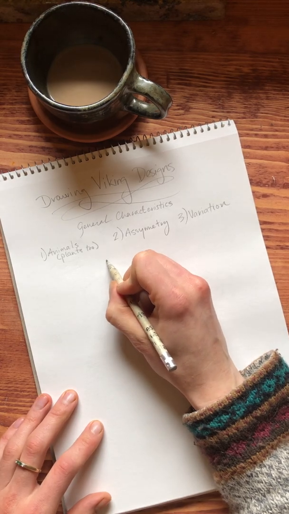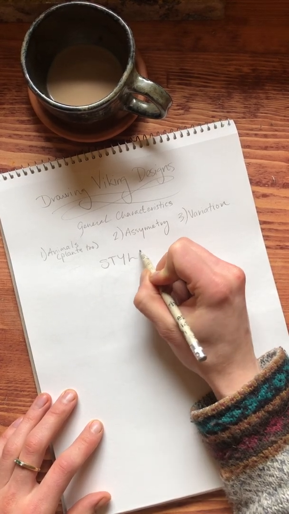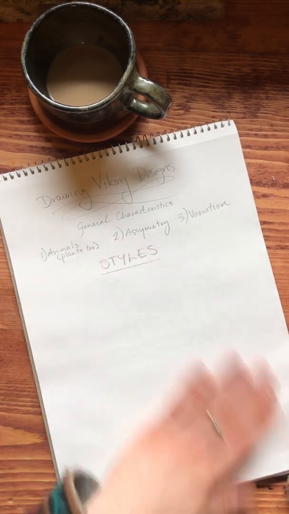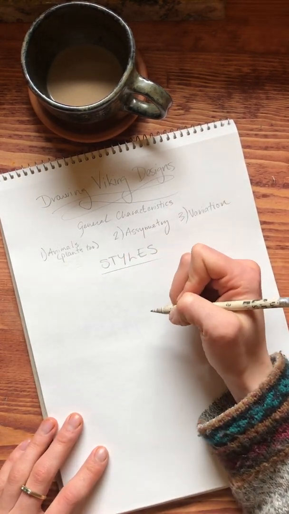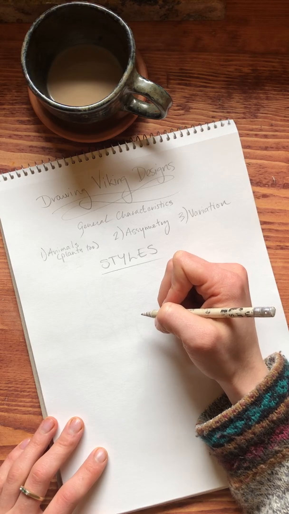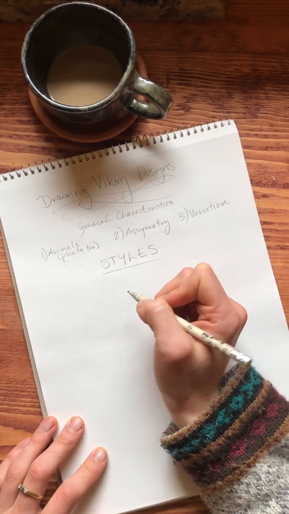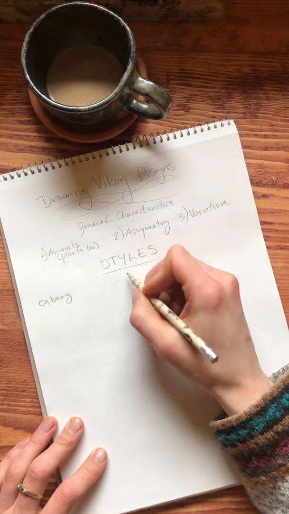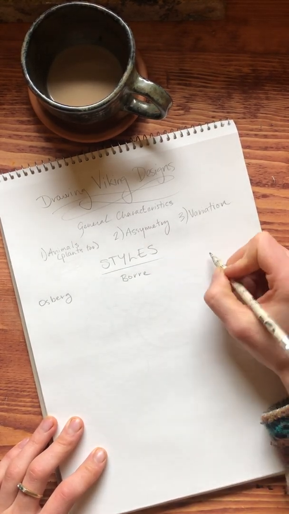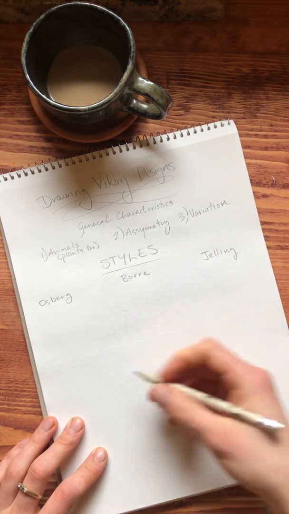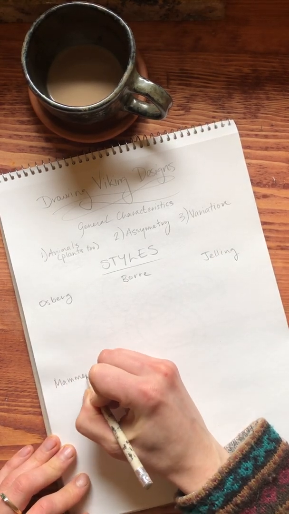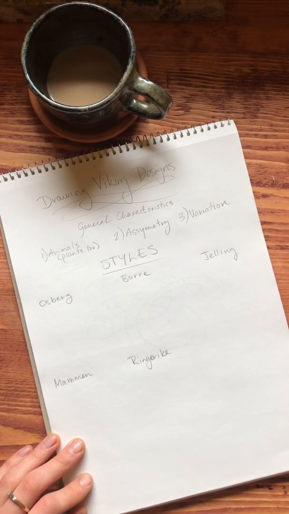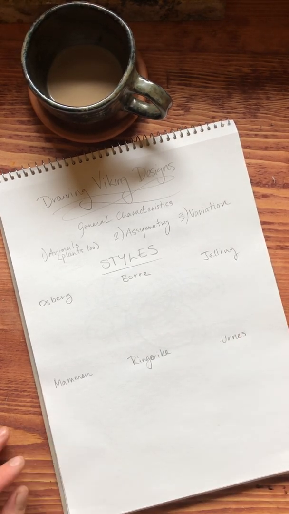So let's go over now the major styles in Viking art. These styles tend to overlap and blend into each other a lot as time progressed through the Viking Age. So this is just my general observations about what is different about each of these styles. So the first and earliest style is Oseberg, then Borre, then Jelling, Mammen, Ringerike, and finally Urnes.